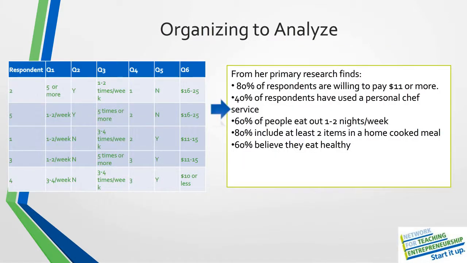Now that we've gathered our information, we can begin to organize it in different ways other than by respondent. This can help make analysis go pretty quickly. Here in our example, we used Excel and grouped by question number 2, have you ever used a personal chef service? This shows us that 3 out of the 5 respondents in our sample have never used a personal chef service.